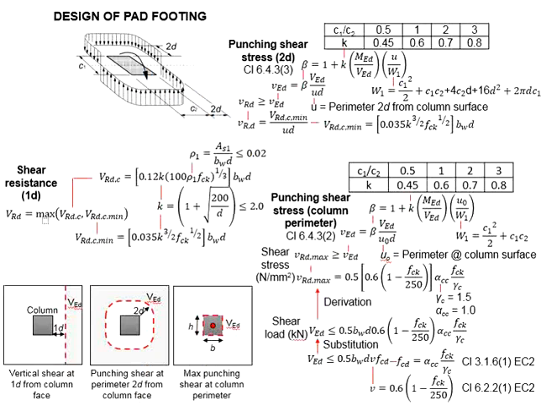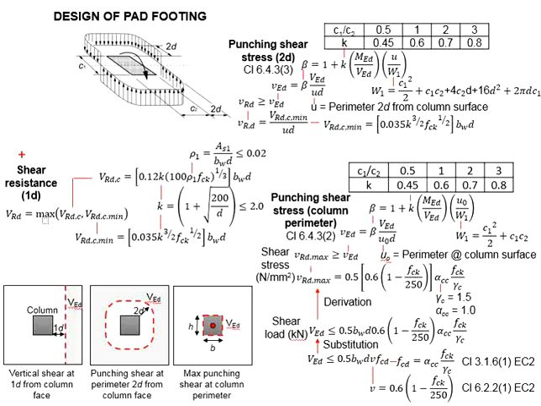In terms of the shear resistance, there are three types that we need to check. First, it will be the shear resistance at the shear plane of 1D from the column face. Second, we will need to check the shear resistance on the plane of 2D from the column face. And lastly, we are checking the punching shear resistance at the perimeter of the column. We will need to make sure all the shear resistance pass so that the pad footing can be used.